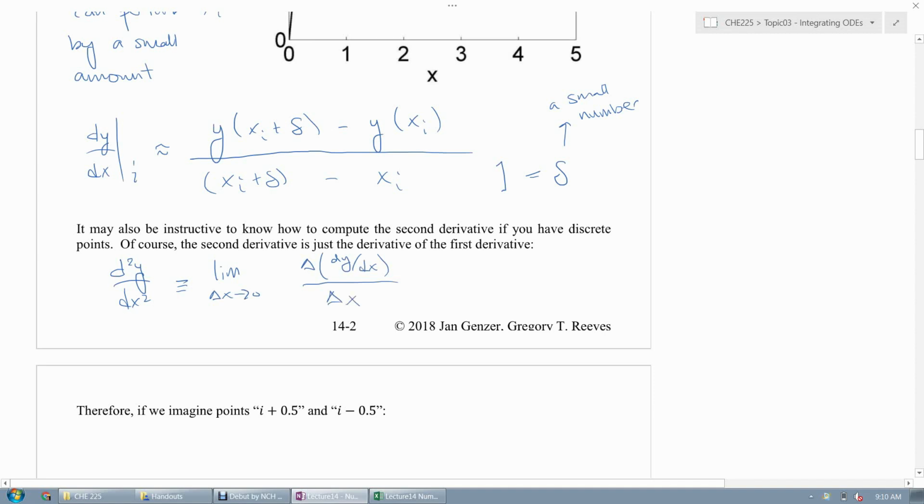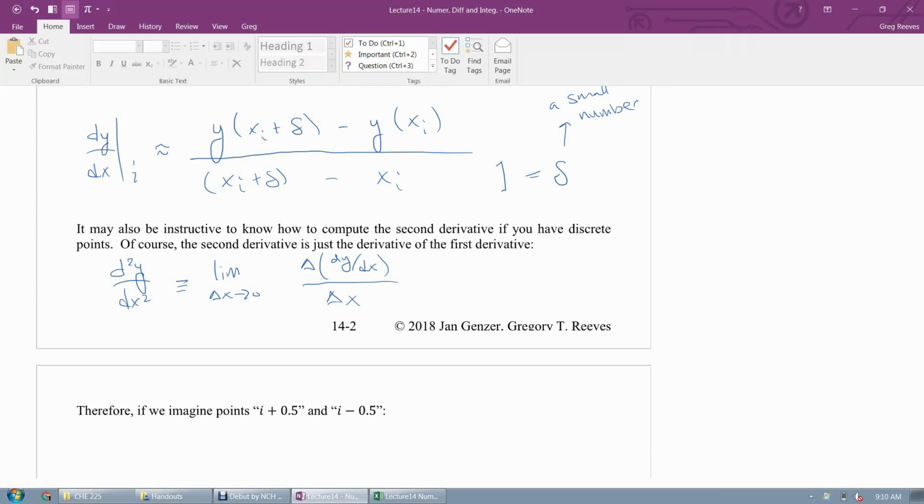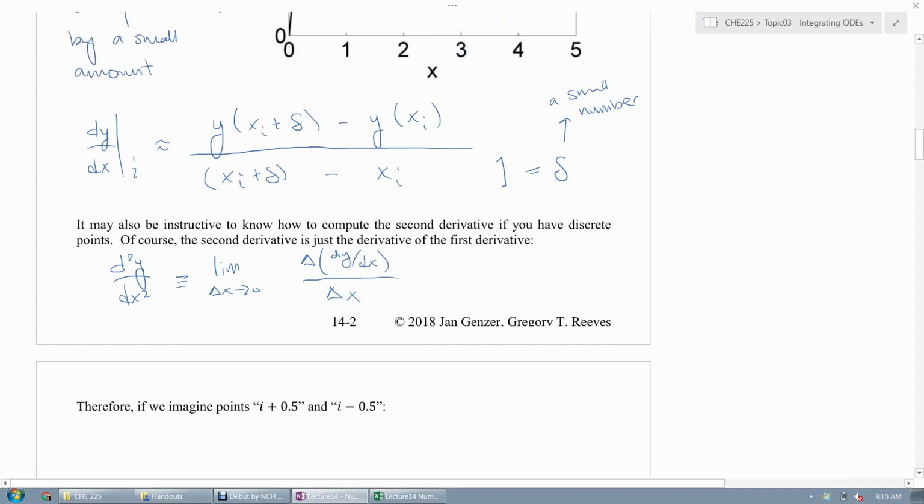So how would we calculate the second derivative? The formula is a little bit more complicated. It's not as easy as just a delta y over delta x. You have to have a delta in dy dx over delta x. So how does that look?